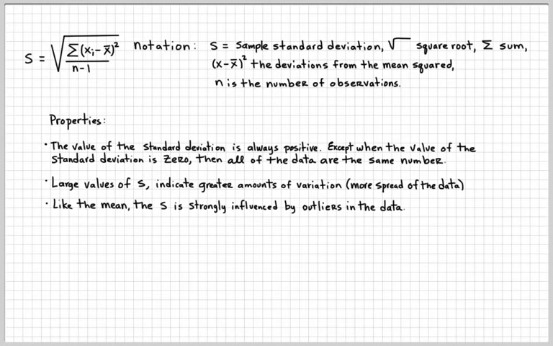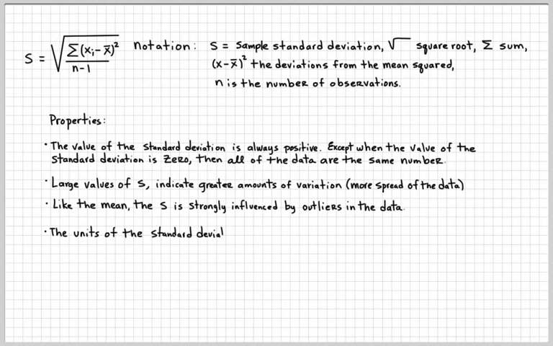Like the mean, the s, or the sample standard deviation, is strongly influenced by outliers in the data. So if you have very small numbers or very large numbers outside of the overall pattern of the distribution of your data, then it will affect the standard deviation.